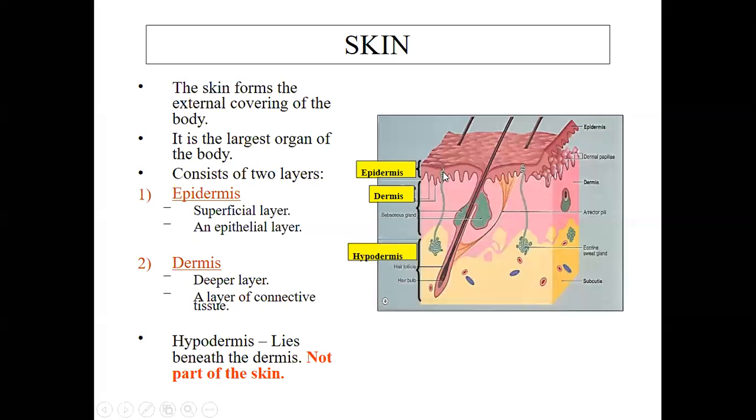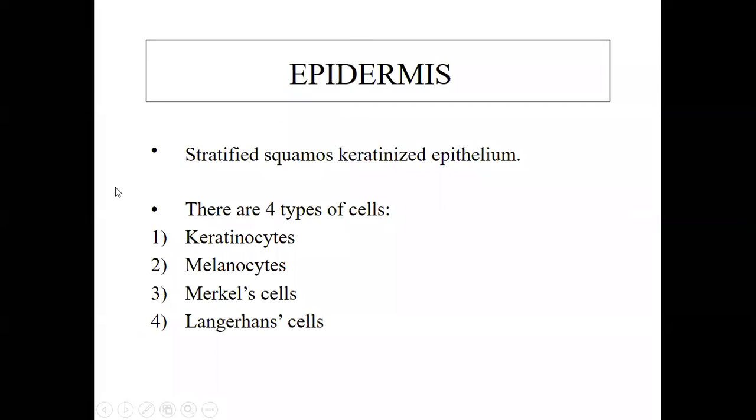It is the epithelial layer. It's made up of epithelial tissue. The dermis here, beneath the epidermis, is a deeper layer. It is a layer of connective tissue. And below the dermis, we have the hypodermis. It is not part of the skin. Please remember, hypodermis is not part of the skin.